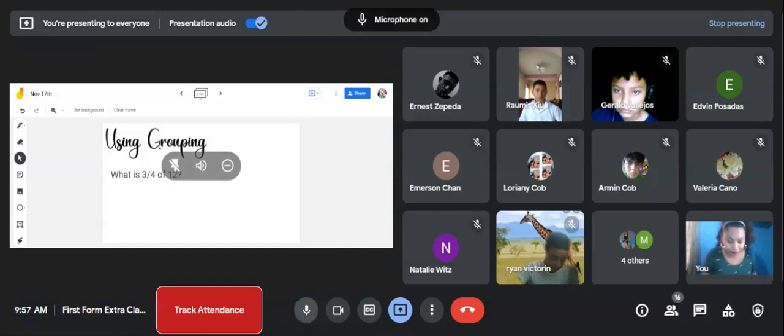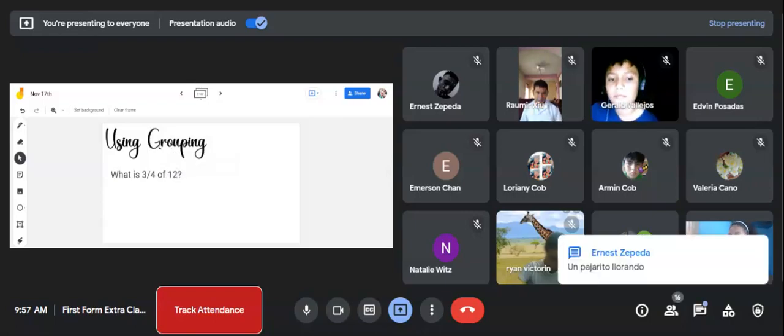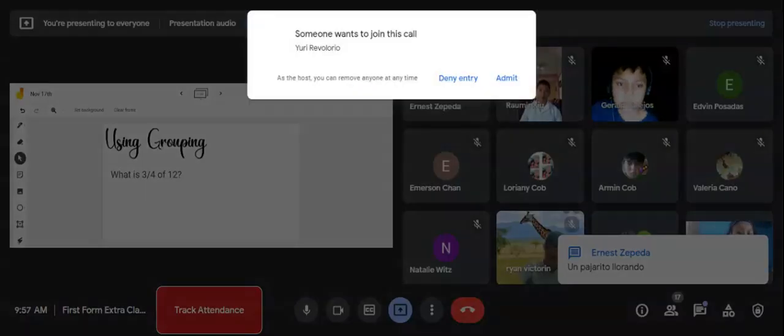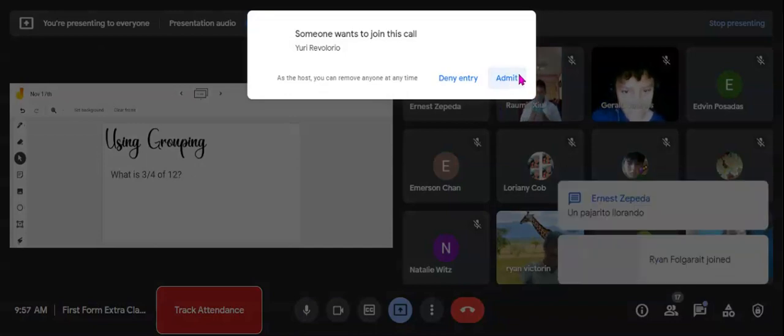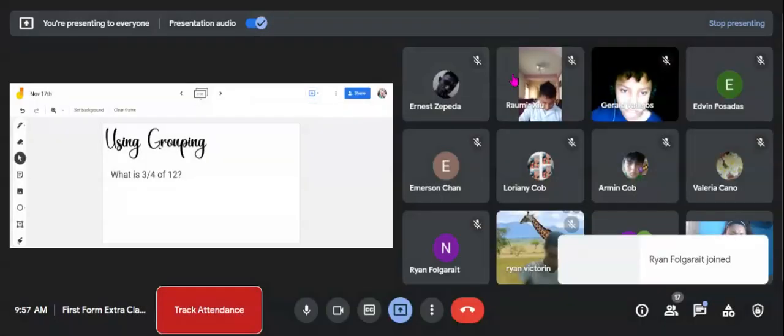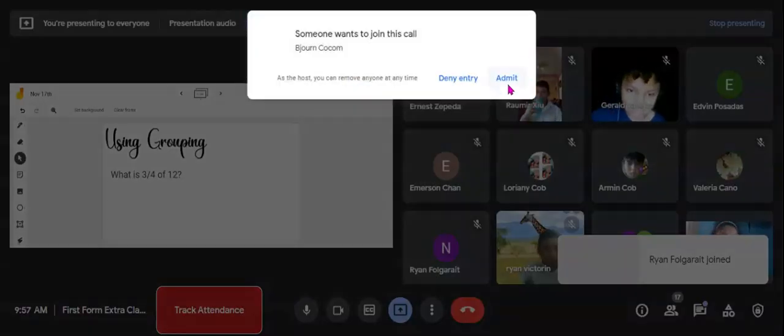Okay, sorry about that. So, when you guys want to find the fraction of a quantity, there are two ways how you can do that. And I'm not sure if you guys covered the two ways, but the first one is by using groups.